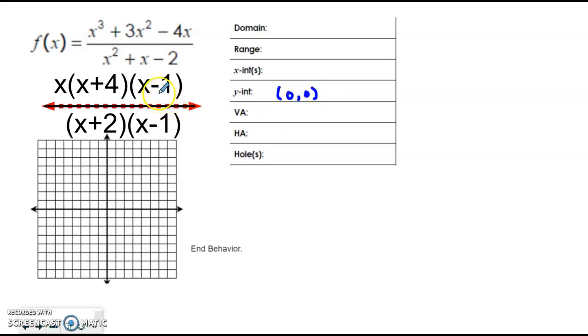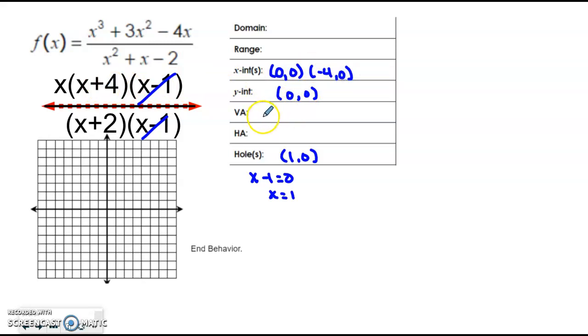All right, next thing that we look for is holes. And remember, with holes, that's where things cancel each other out. So in this case, x minus 1 is going to help me find a hole. So I do have a hole at (1, 0). Okay? All right, now we want to find x-intercepts. Well, x-intercepts, remember, come from the numerator. So in this case, I got (0, 0), because that's what makes x 0. And then I got an x-intercept at (-4, 0).